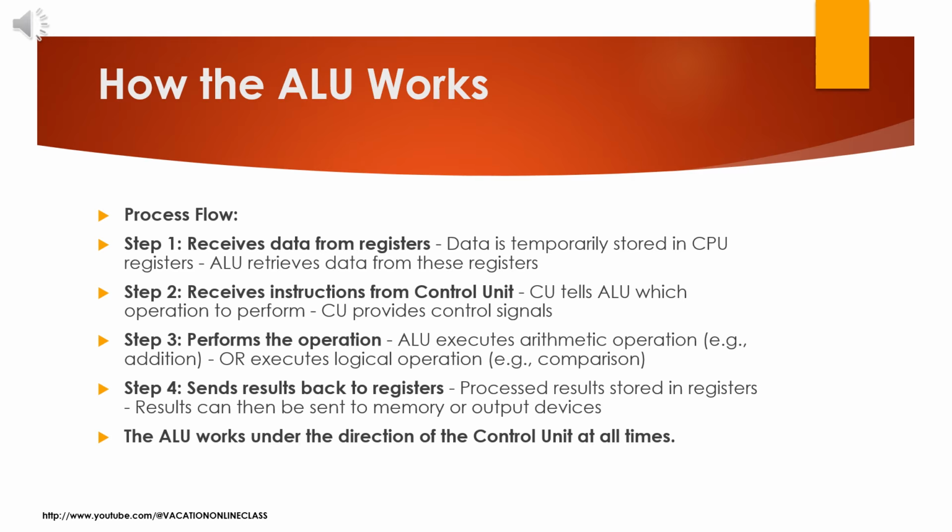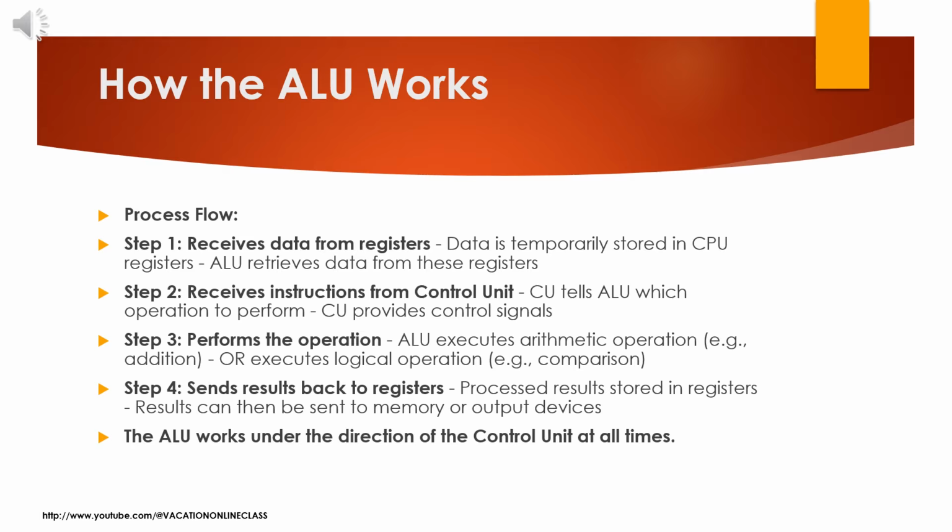Now that we know what the ALU does, let's look at how it actually works within the system flow. This process happens in 4 clear steps. Step 1 is the handover. The ALU receives data it needs from the registers, where it has been temporarily stored for quick access. Step 2 is receiving the instructions. The control unit acts as the supervisor here, sending control signals to tell the ALU exactly which operation it needs to perform on that data.